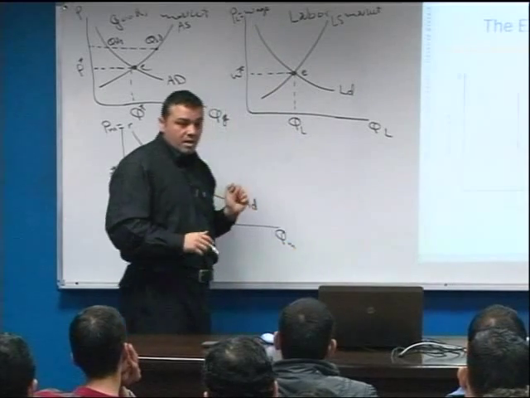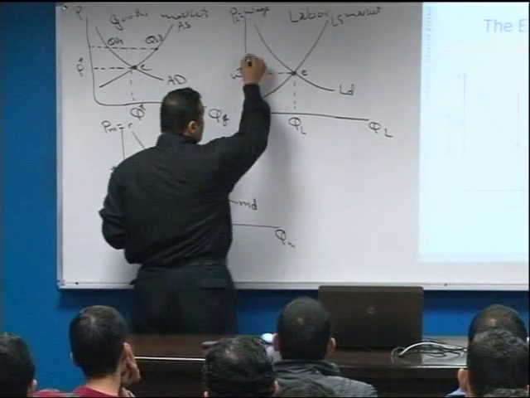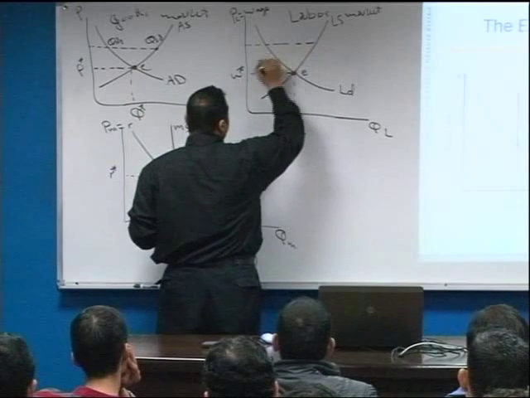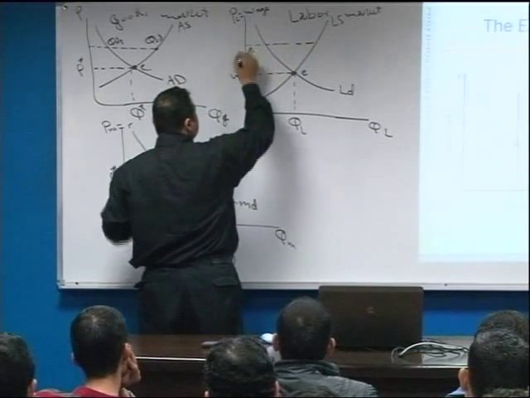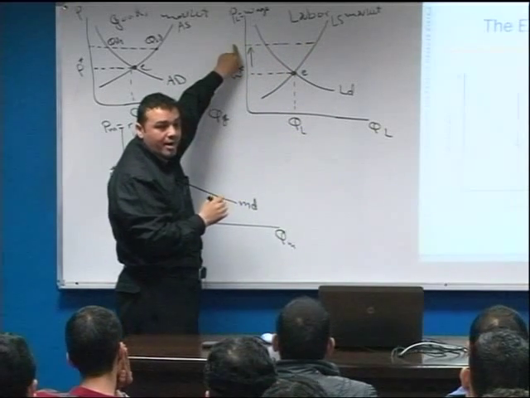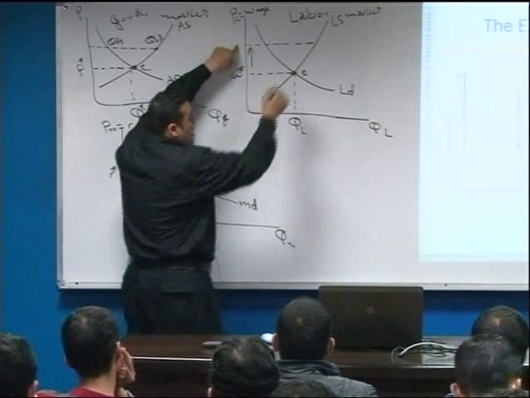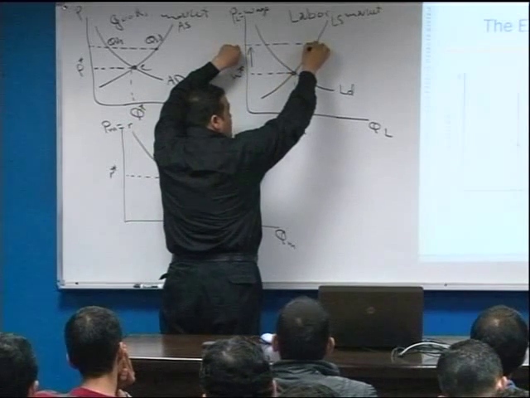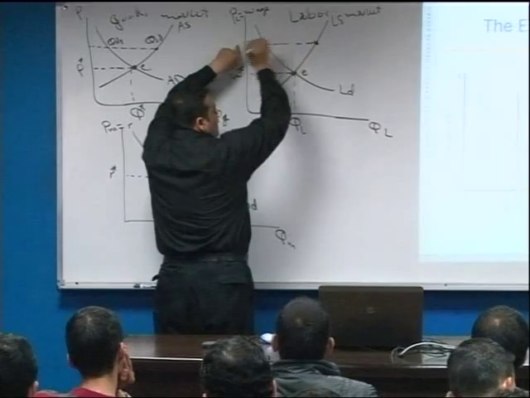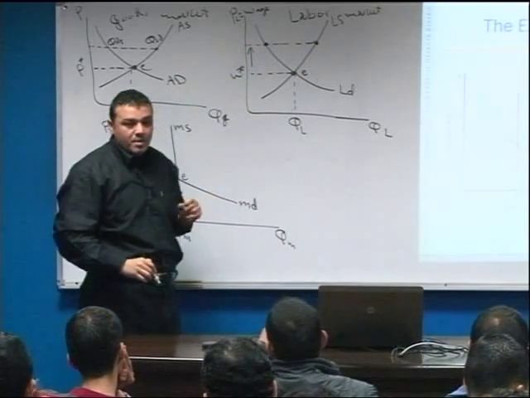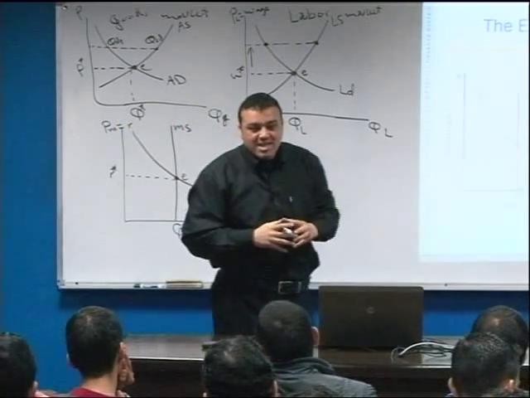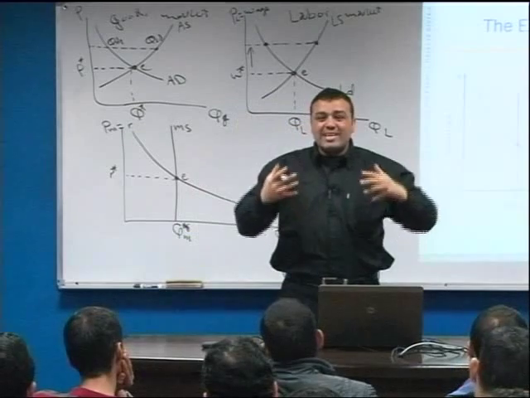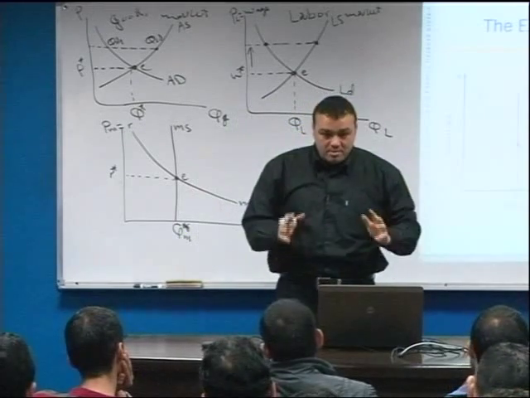Okay. Here, in the labor market, if the wage or the price of labor is larger than or higher than the equilibrium wage, the quantity of labor supplied is larger than the quantity of labor demanded. So here we have what? Exactly. It's called excess supply of labor, right?